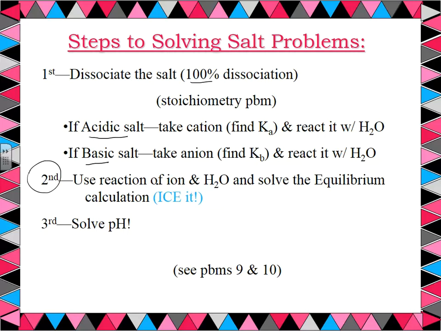We're going to use the reaction of the ion and water, and we're going to solve this one as an equilibrium problem. So we're going to ICE the problem. Depending on if you have an H plus or an OH minus that your X is equal to, you solve for the pH ultimately. Now we're going to be using problems 9 and 10 in our practice problems packet for this. So I'm going to stop the video here, and then in the next video we'll pick up with the two sample problems.